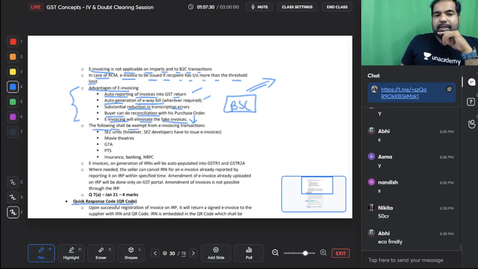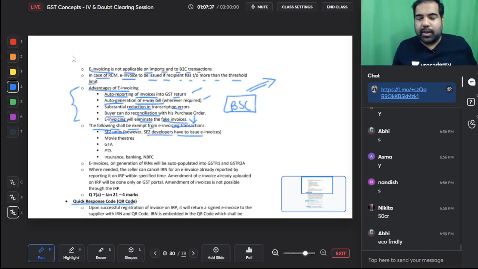The following will be exempt from e-invoicing: SEZ units, not developers. Developers will have to issue invoice. Units have been exempted. Movie theaters, GTA, passenger transport, insurance, banking, NBFCs, and now even the government.